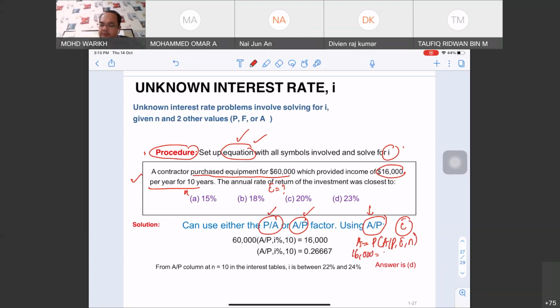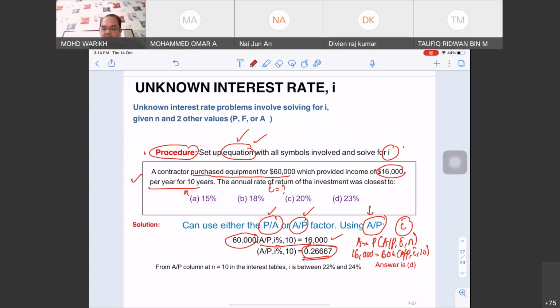E is 60,000, A is P, I don't know, and n is 10. Okay, so take this one and then you just divide by this one, you will get this number. After you get this number, refer to the table.